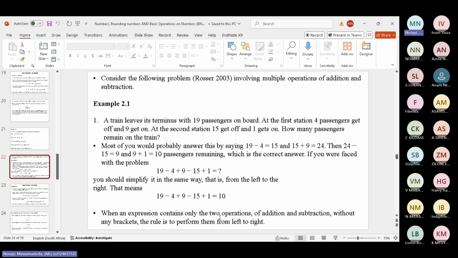So when an expression contains only the two operations of addition and subtraction without any brackets, the rule is to perform them from left to right. That is, you apply the left to right rule.